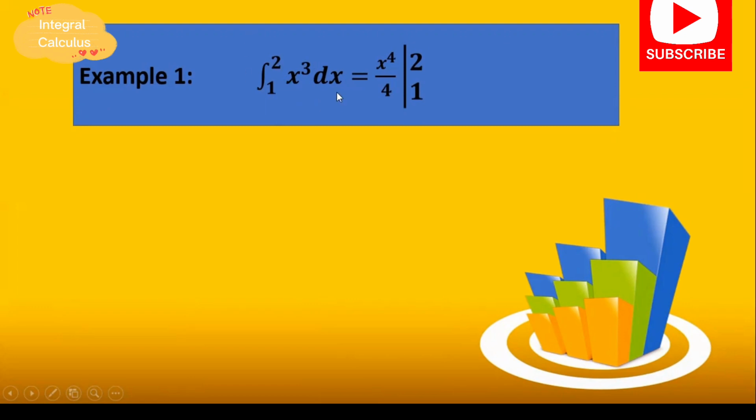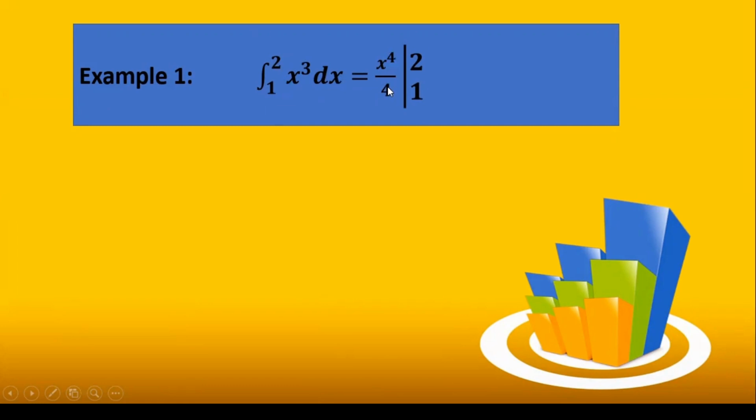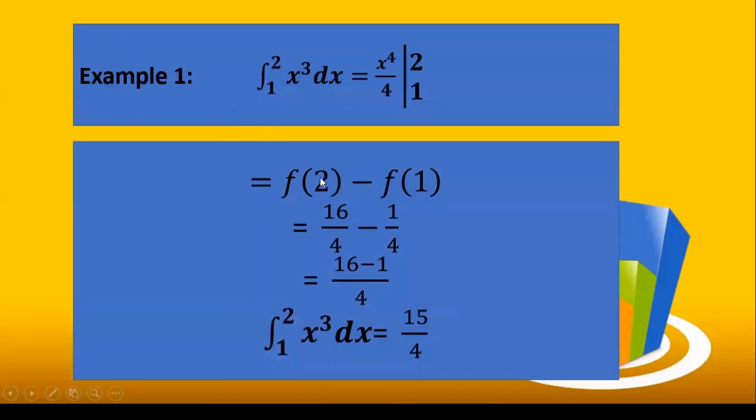As we all know the formula, the integral of u to the n is equal to u to the n plus 1 over n plus 1. So here 3 plus 1 is 4, over 4, from 1 to 2. So we have here the solution, since the formula is F of 2 minus F of 1: upper limit first minus the lower limit.